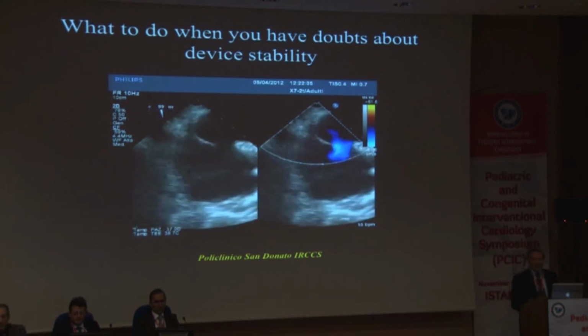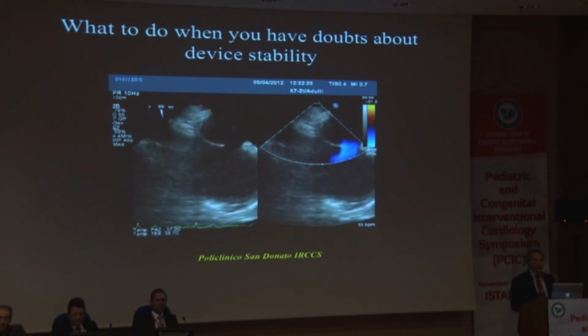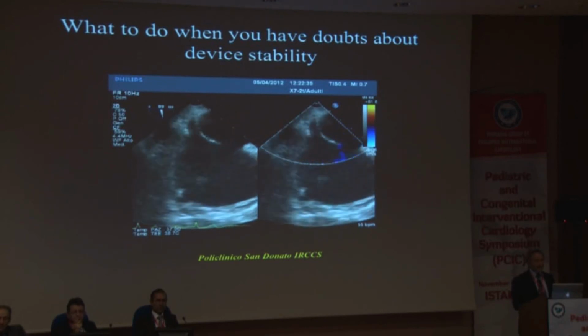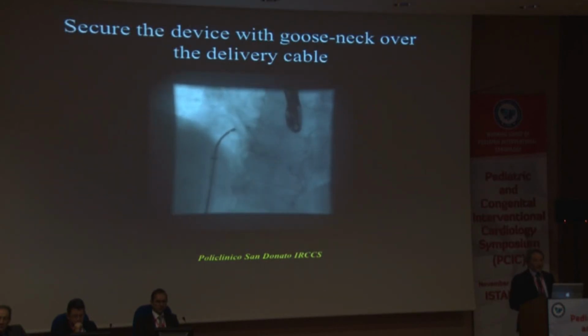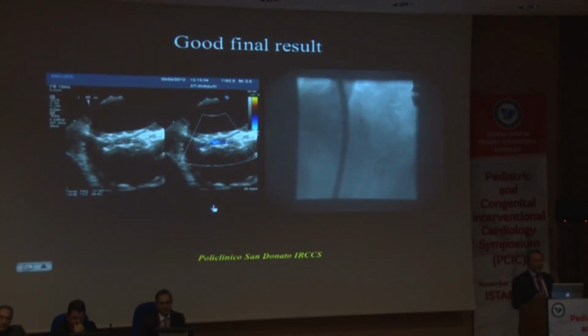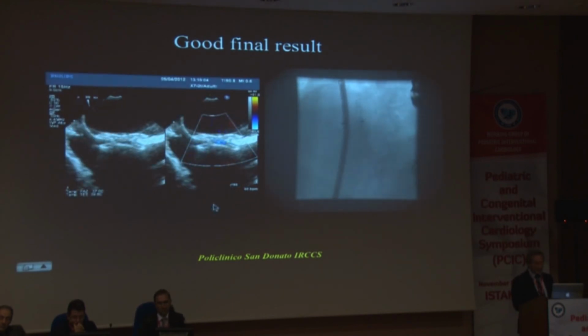So another trick, when you have some doubts about device stability, this is not a huge defect, but moderate size with a very floppy septum. It's rather difficult to anticipate whether this floppy septum will hold the device in place, yes? So the solution or the trick we are using is to snare the device with the gooseneck advanced over the delivery cable. So when you release the device, if you're not happy, you still have the device attached to a gooseneck snare and you can retrieve it. On the other side, if you are happy with this, you just release the gooseneck and you achieve the final result. So that's a trick that has been useful in some cases in our experience.